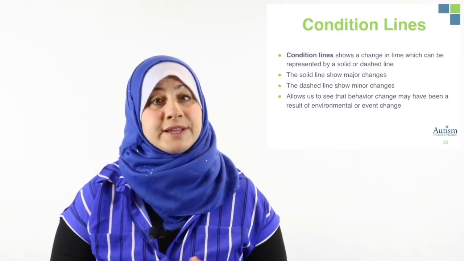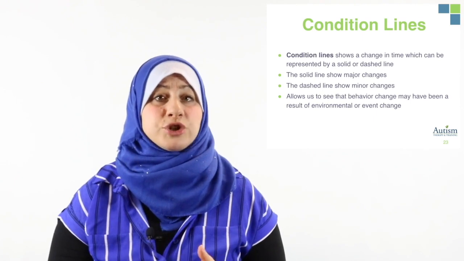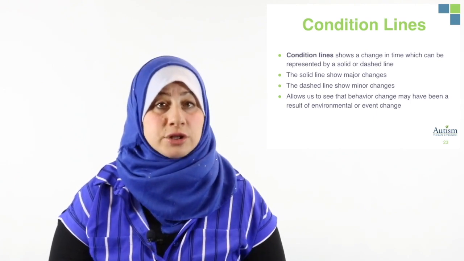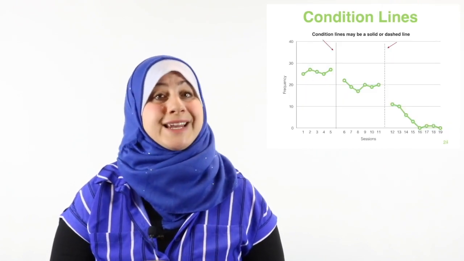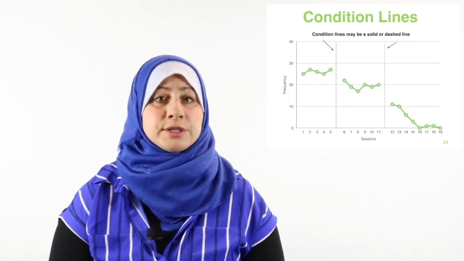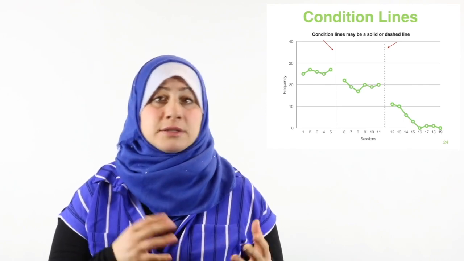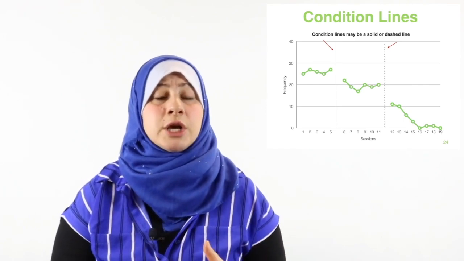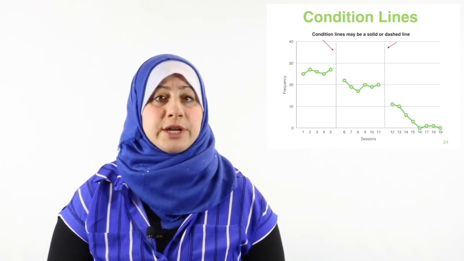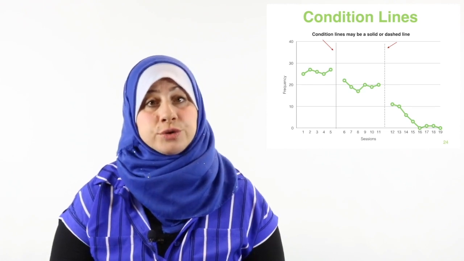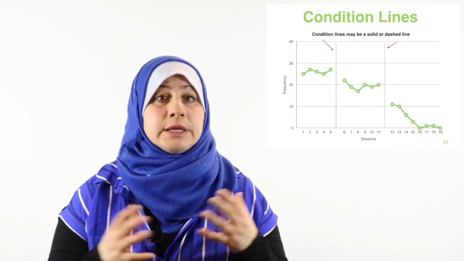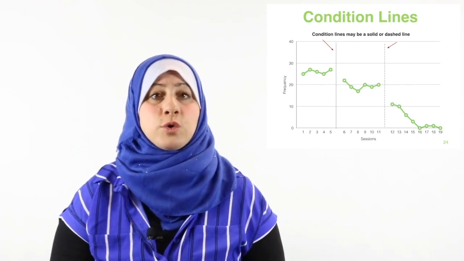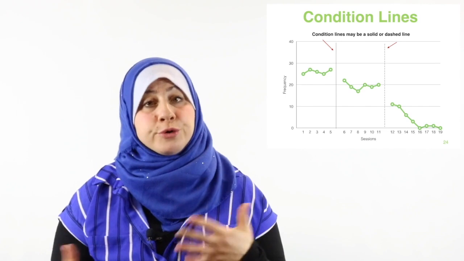Condition lines or phase lines show us changes in time which can be represented by a solid or dashed line. The solid line showing major changes and a dashed line showing minor changes. So if a learner's session times change or the child was sick, you can use a condition line to indicate that there was a change. If there were program changes, a condition line can be drawn here too. The importance of the condition line is to show us that due to some change in the environment or event change, the behavior improved or declined.